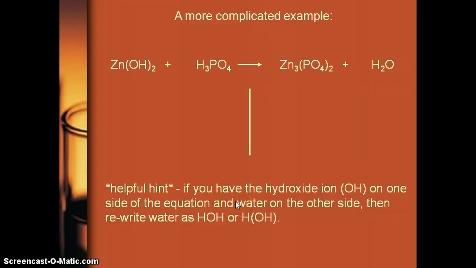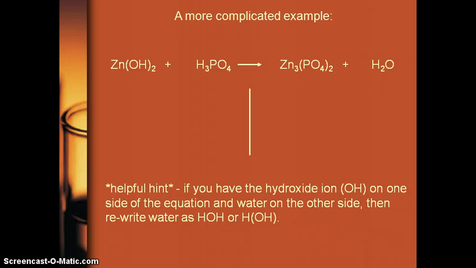There is a helpful hint that I wanted to include in here, where if you have a hydroxide ion on one side of the equation and a water on the other, you can simply rewrite the water as HOH. So it's actually hydrogen hydroxide. So while it might look like we broke this hydroxide apart, this hydroxide from our zinc hydroxide, we really didn't. It's still intact. It's just got a hydrogen attached to it now.